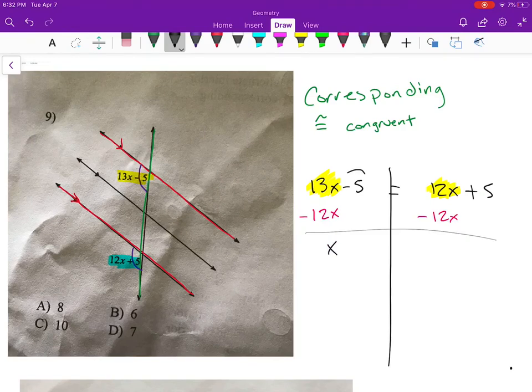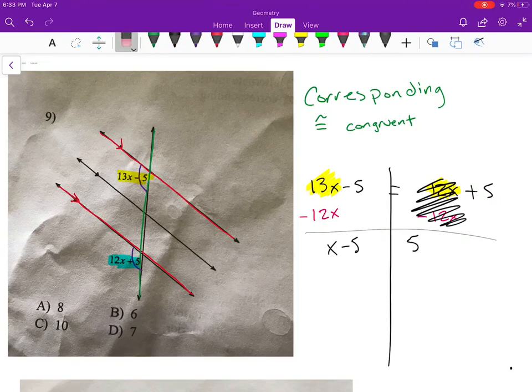That minus 5 right there, I haven't done anything with that, so I'm just going to bring it down. So I've got x minus 5. And then over on the right side of the equal sign, 12x minus 12x cancels out. All I've got left is that positive 5 right there, so I'm just going to bring it down.